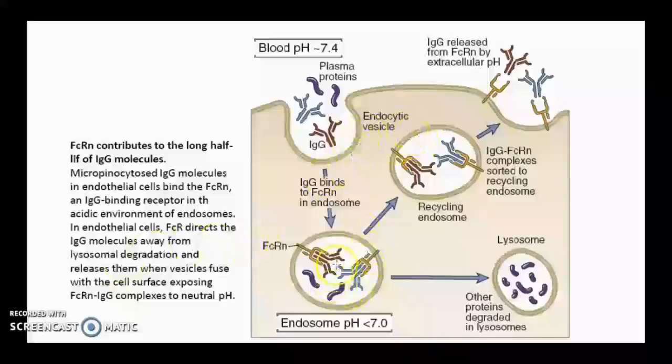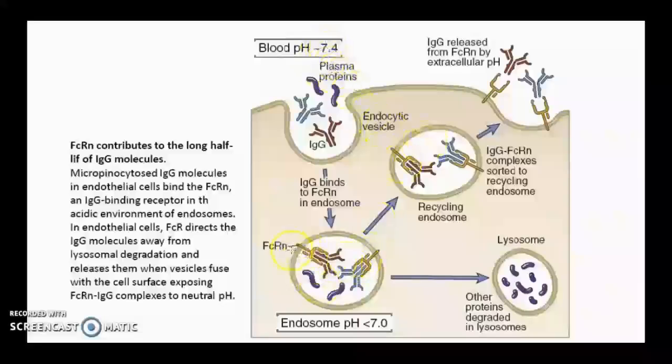Here is the Fc receptor neonate that protects IgG. It binds to IgG at pH less than 7. In the blood, the pH is more, it's about 7 pH.